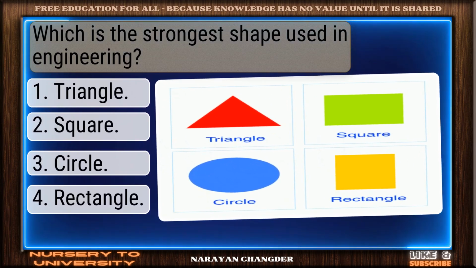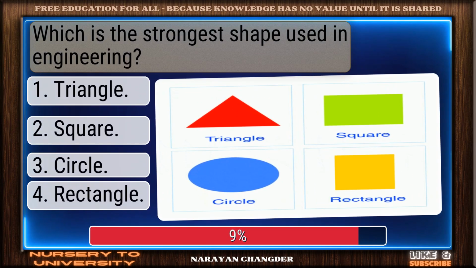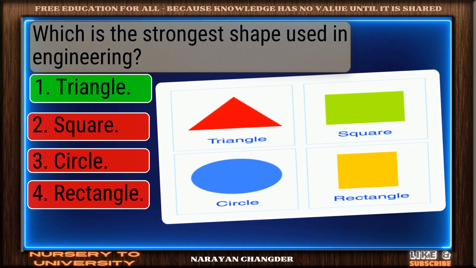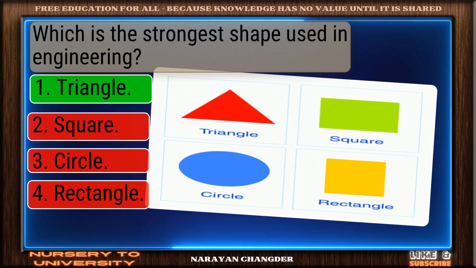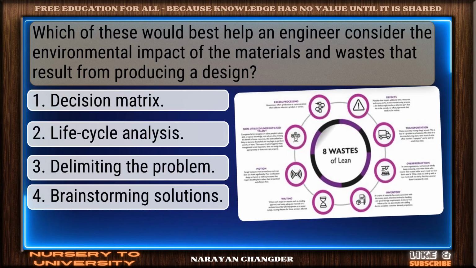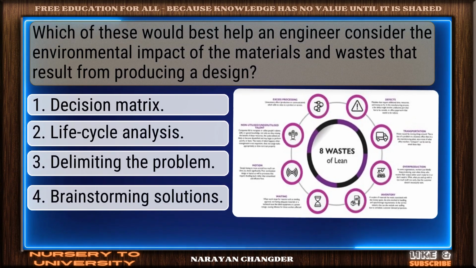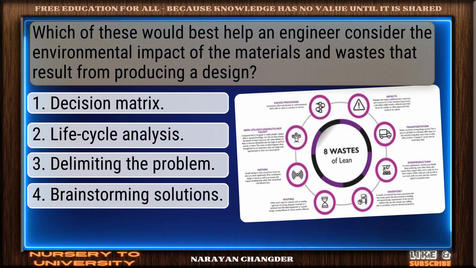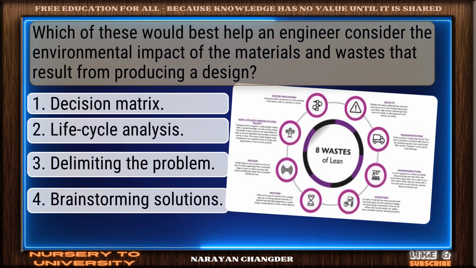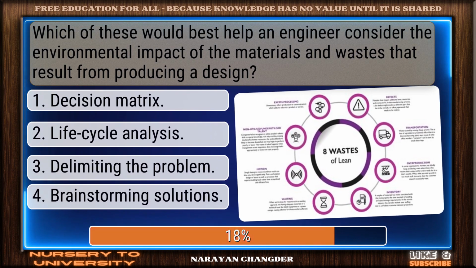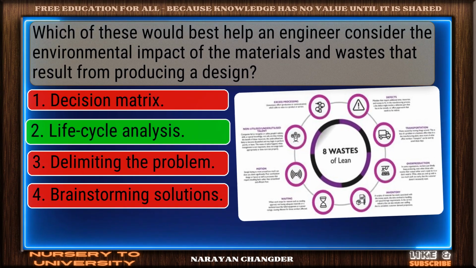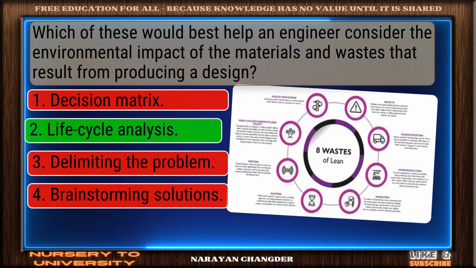Which is the strongest shape used in engineering? Good job. Your answer, triangle, works well here. Which of these would best help an engineer consider the environmental impact of the materials and wastes that result from producing a design? Smart pick. Life cycle analysis is the correct choice.